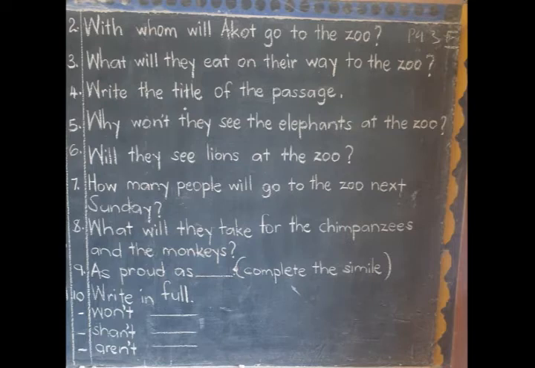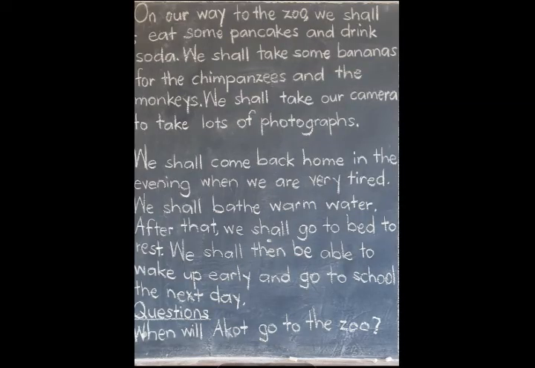So now remember, read the question, identify the tense in which the question is, identify the needed idea from the story, connect the idea to the words in the question, then give the right answer following the tense in the question. Are we together? When will Akot go to the zoo?